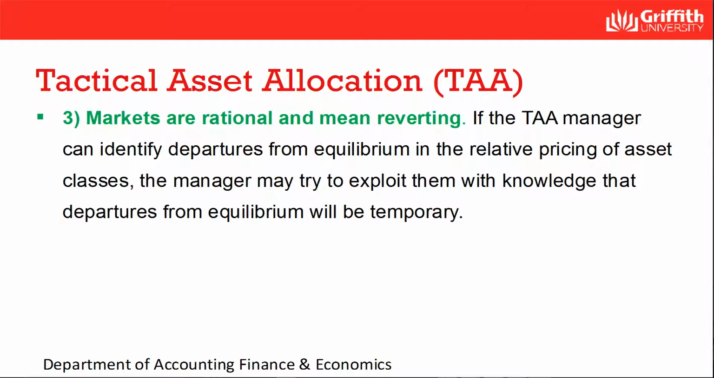And thirdly, markets are rational and mean reverting. If the tactical asset allocation manager can identify departures from equilibrium in the relative pricing of asset classes, the manager may try to exploit them with knowledge that departures from equilibrium will be temporary. So the tactical asset allocator should be aware that if a rule for trading leads to superior performance, investors on the losing side of the trades may eventually stop playing. Market prices will then adjust to reflect changes in supply and demand, and the trading rule may cease to work.